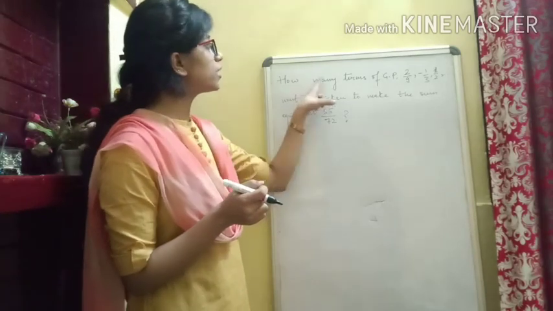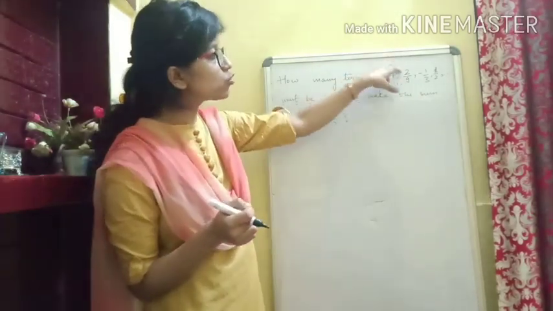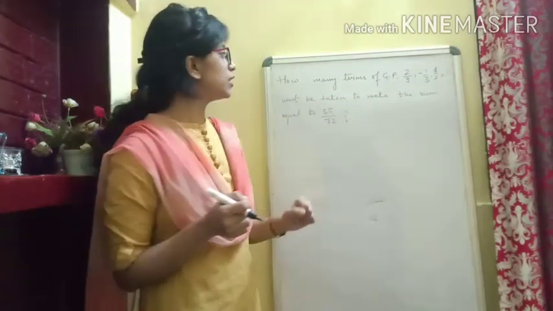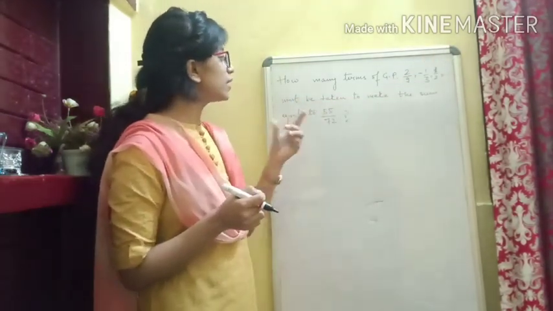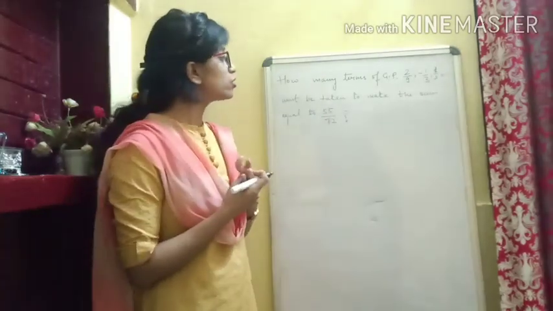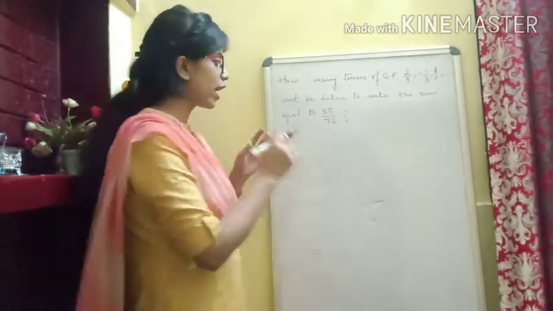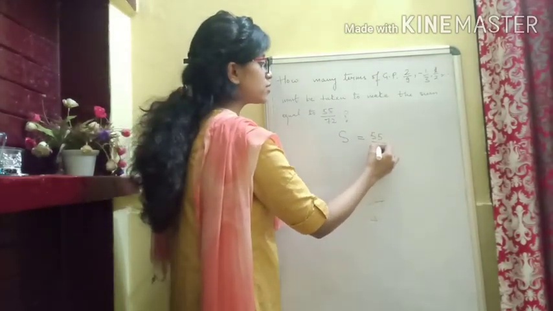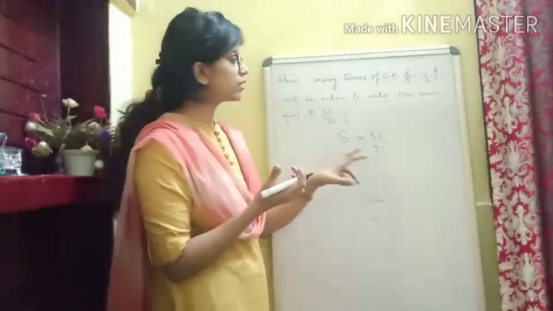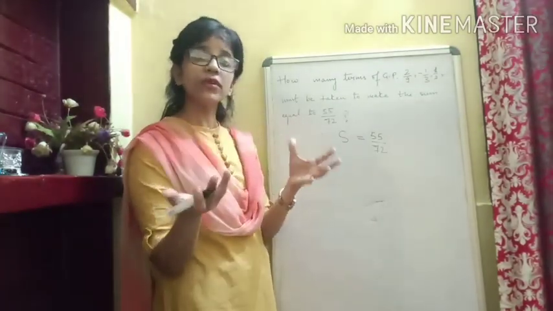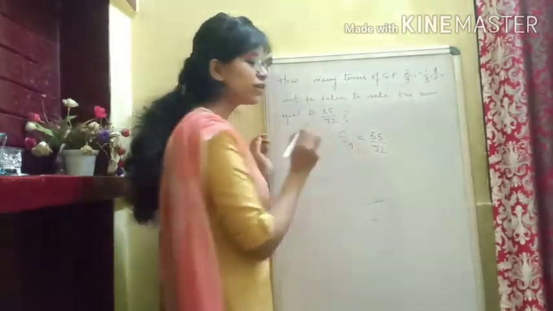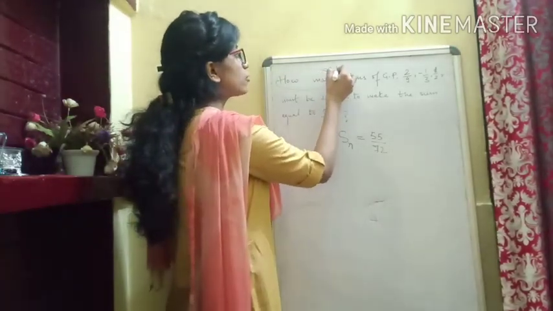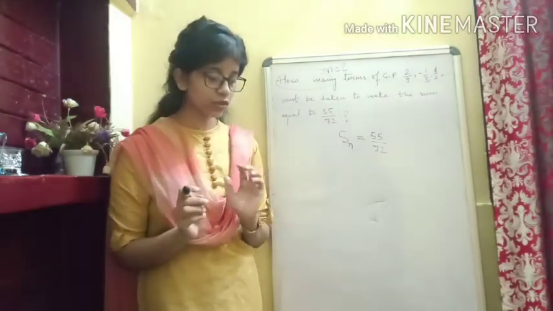It is asking how many terms of this GP, 2 upon 9, minus 1 upon 3, 1 upon 2, must be taken to make the sum equal to 55 upon 72. Actually they are saying that the sum is given as 55 upon 72, but they don't know how many terms give this sum. That means we don't know how many terms we are taking. Eventually we have to calculate how many terms, that is, the value of small n. Is it okay?